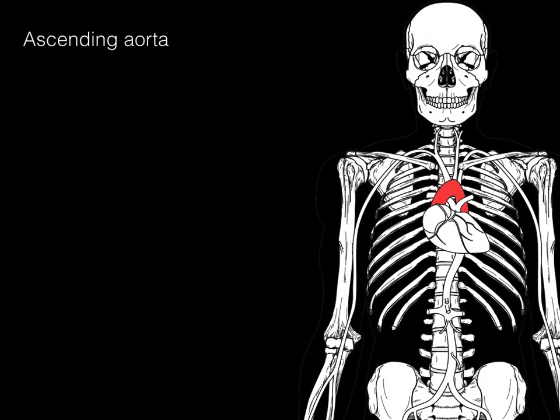Here we have the ascending aorta. It courses from here, which is just above the aortic valve, up to the top of the aortic arch. Blood ascends, hence ascending aorta, and it transports oxygenated blood from the left ventricle to the entire body.